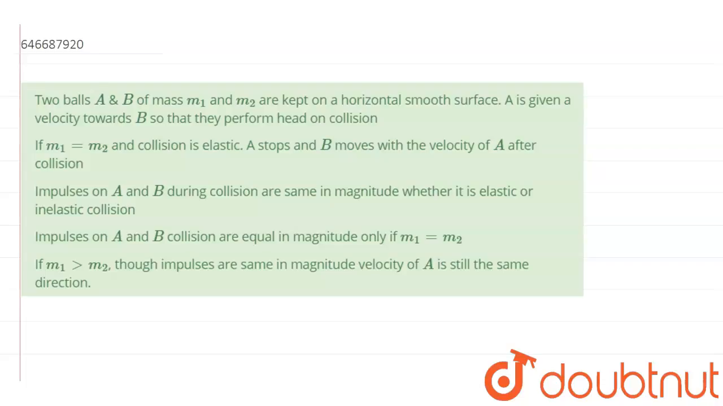Two balls A and B of mass m1 and m2 are kept on a horizontal smooth surface. A is given velocity towards B so that they perform head-on collision. The first statement: if m1 is equal to m2 and collision is elastic, A stops and B moves with the velocity of A after collision.